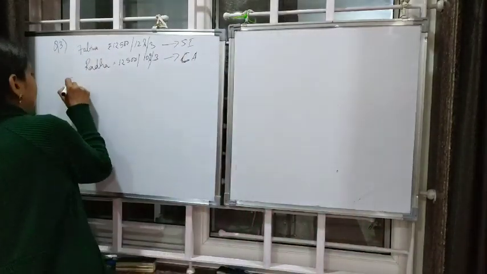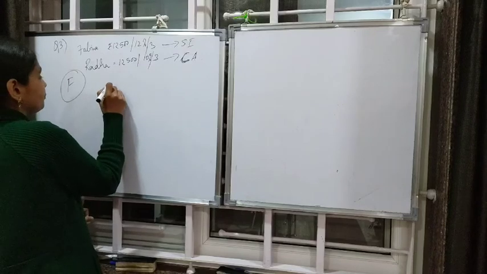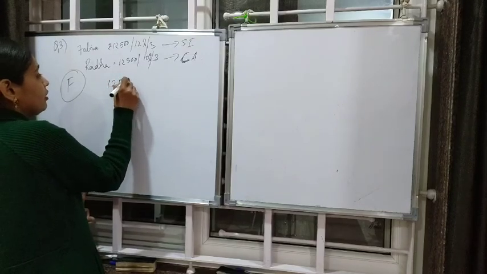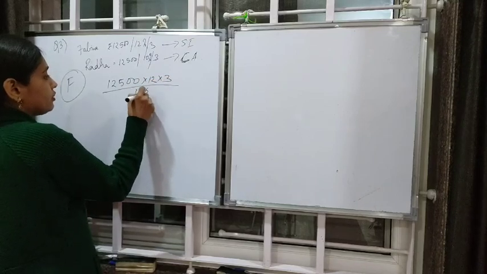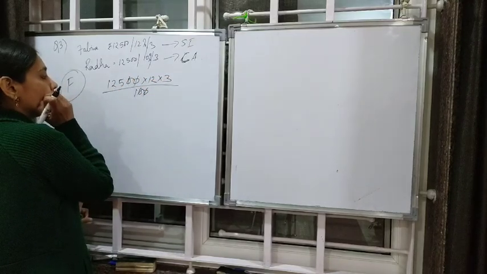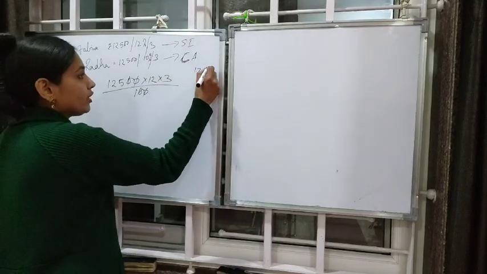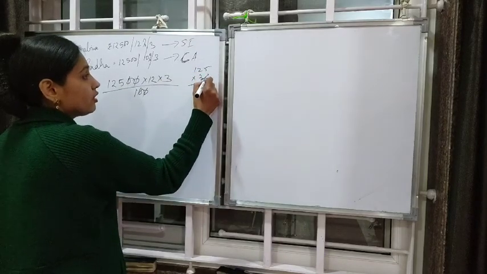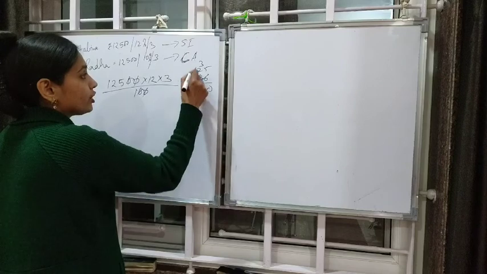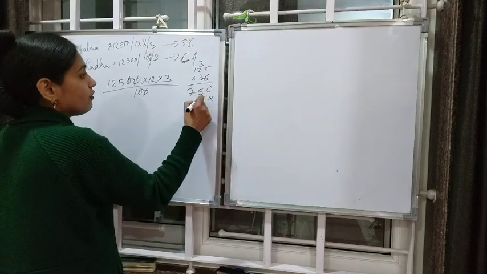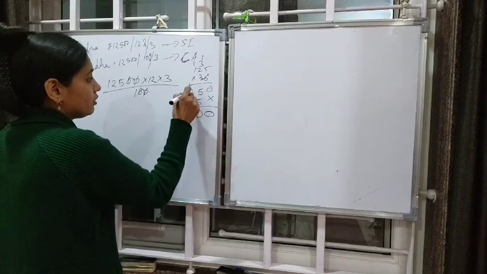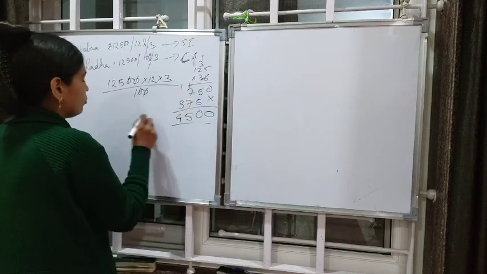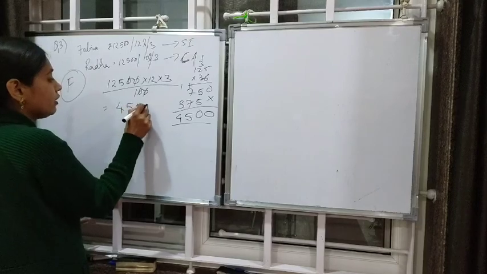So let's see. So simple interest for Fabina. I am writing F. PRT by 100. 0, 0 got cancelled. 12 3s are 36. 125 into 36. 6 5s are 30. 6 2s are 12, 13, 14, 15. 6 1s are 6, 7. 3 5s are 15. 3 2s are 6, 7. 3 1s are 3. 0, 10. So it is rupees 4,500.